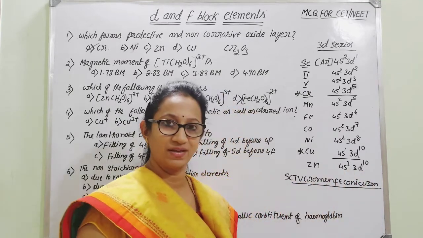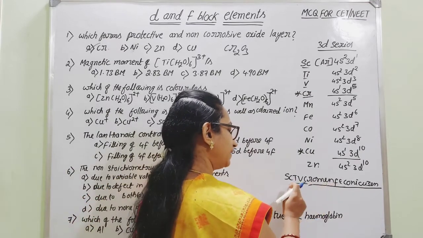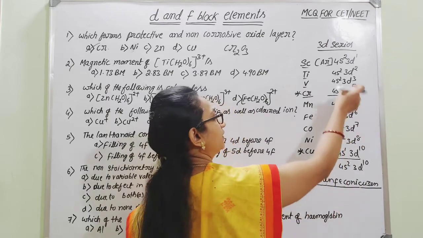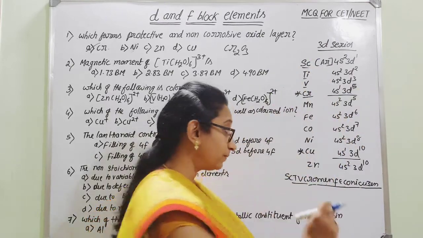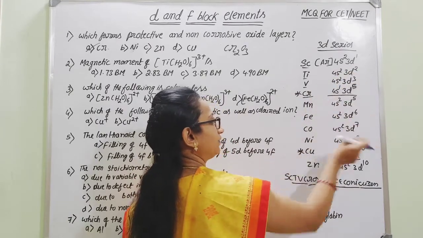You can easily remember the successive names of these elements. Whichever question will be raised based on this 3D series, it is the most important thing to remember this sequence along with their electronic configuration. If you remember this sequence, then only you are able to write the correct electronic configuration.